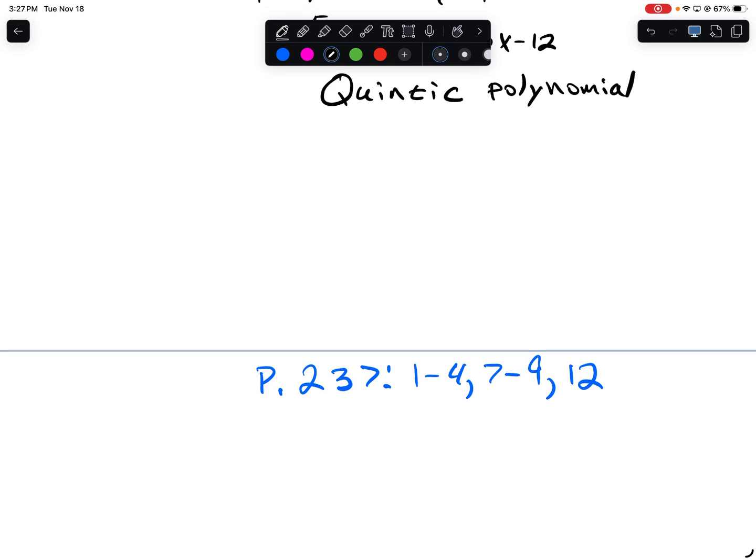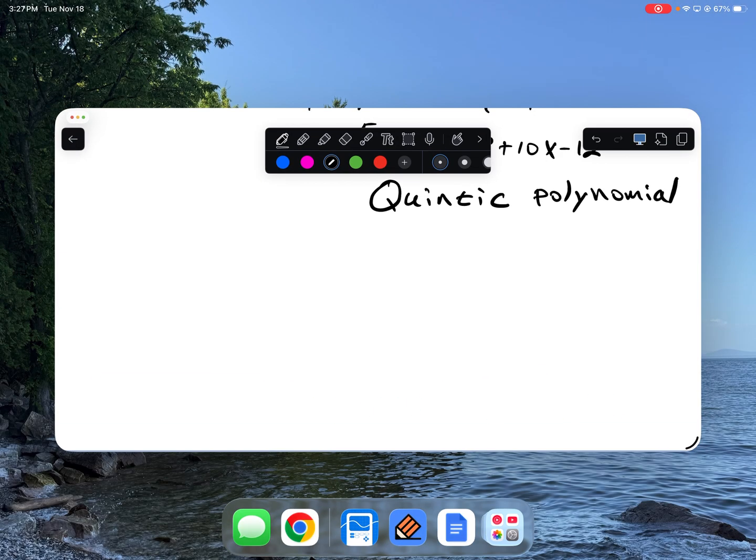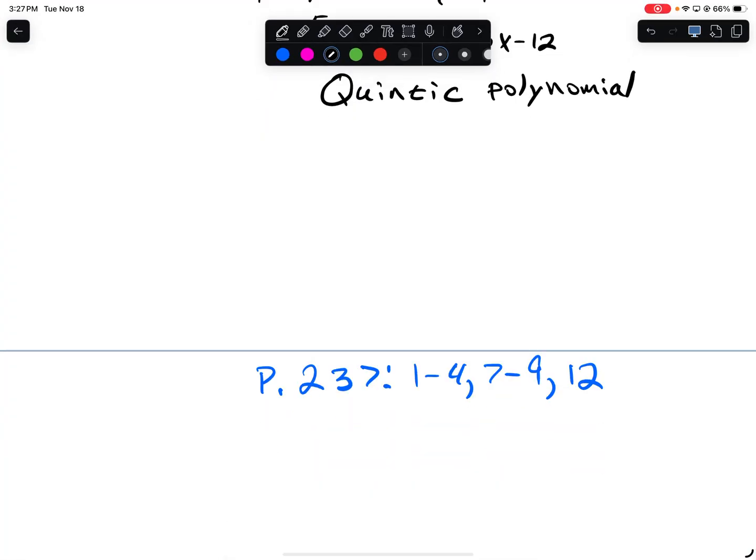Do we have to remember quintic on this? Oh, hell yeah. I taught it to you. You got to remember. And to that I say, haha.